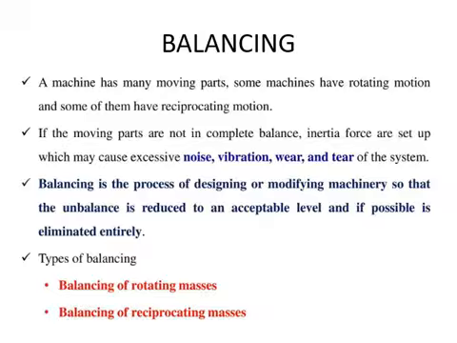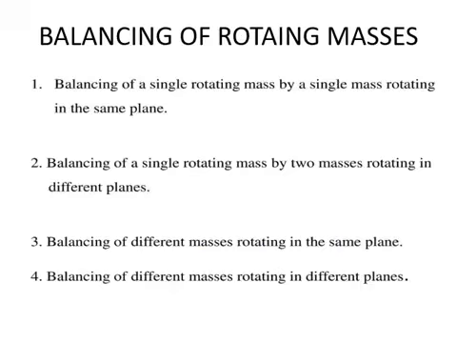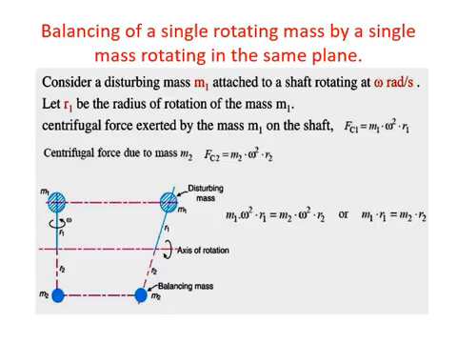The types of balancing are the balancing of rotating masses and the balancing of reciprocating masses. In this slide, the balancing of rotating masses consists of four methods. One is the balancing of a single rotating mass by a single mass rotating in the same plane. Second, balancing of a single rotating mass by two masses rotating in different planes. Third, the balancing of several masses rotating in the same plane. Fourth, the balancing of several masses rotating in different planes.